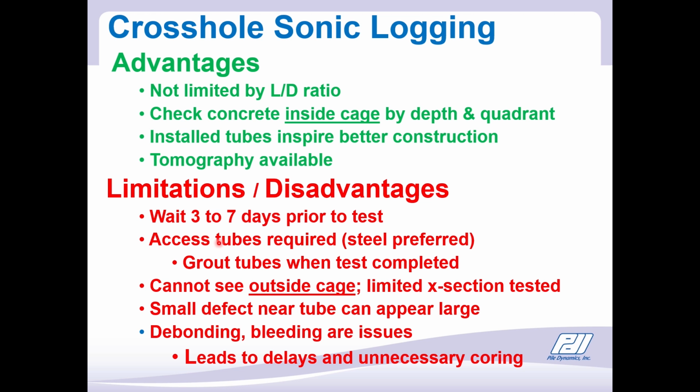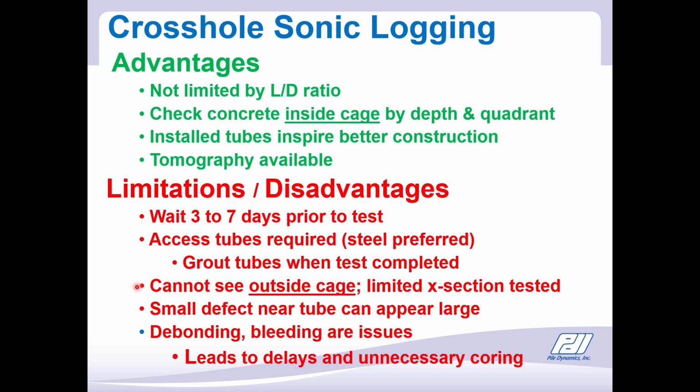Access tubes are required. We prefer steel access tubes so that we do not have any debonding issues. And in the United States, most of the tubes are then later filled with grout after the test is completed. So that's an additional cost, an additional expense to the project. You cannot see outside the cage. That is the biggest limitation. So really, it's a relatively limited cross-section that is tested.